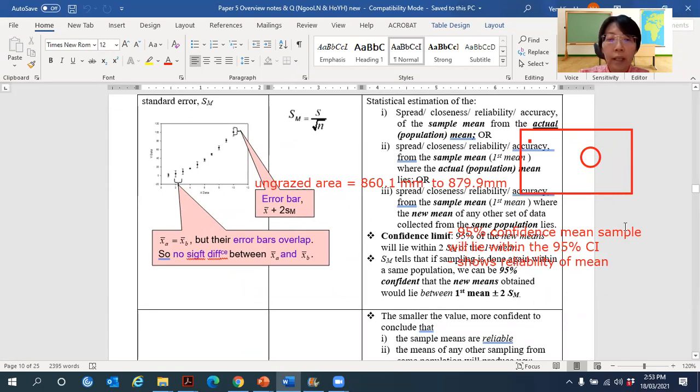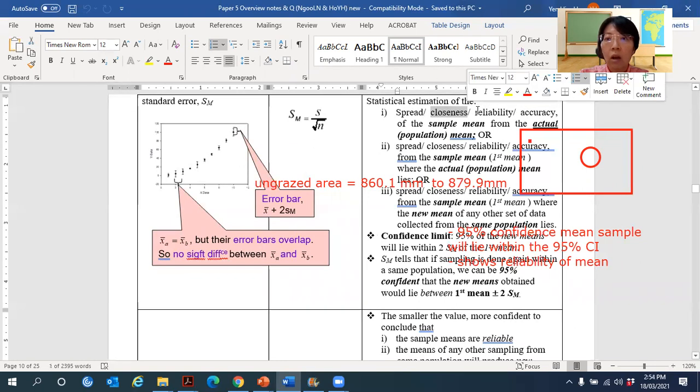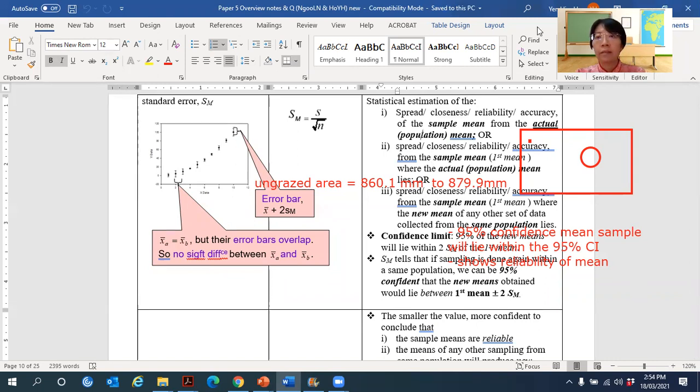I don't want to remove my writing because I need it later on. So I want you to read that. The standard error stands for the spread or the closeness or the reliability or the accuracy of your sample mean away from the actual population mean or away from other sample means. Okay, so that's called reliability. So this is the information that you can get.